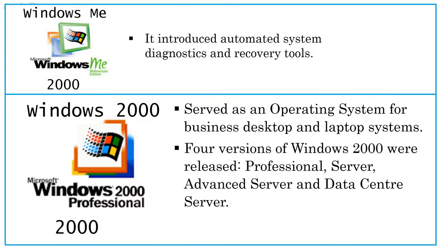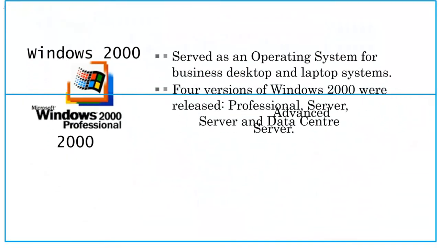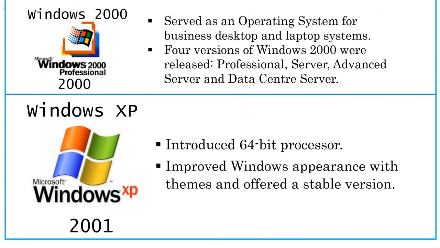Windows 2000 Professional served as an operating system for business desktop and laptop systems. 4 versions of Windows 2000 were released: Professional, Server, Advanced Server, and Data Center Server. Windows XP, the year is 2001. Introduced 64-bit processor, improved Windows appearance with themes, and offered a stable version.